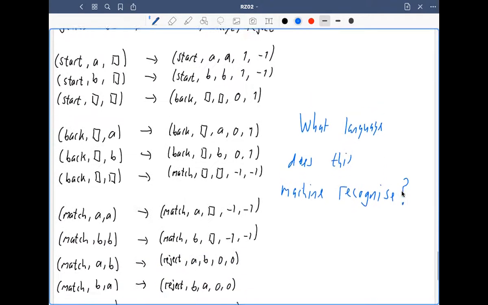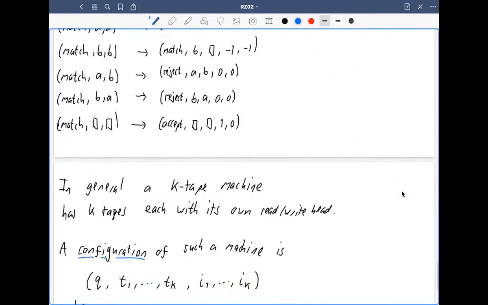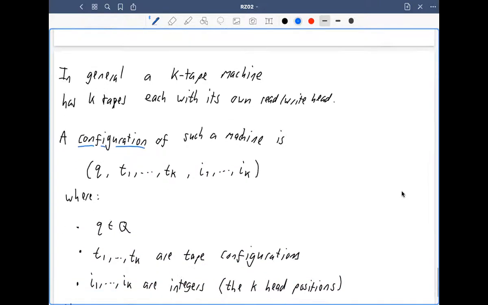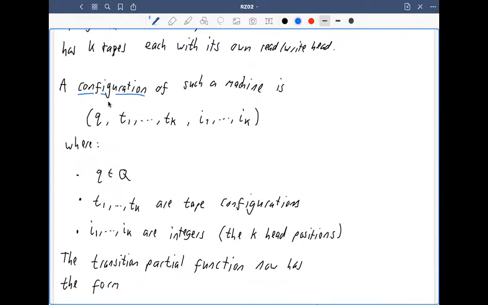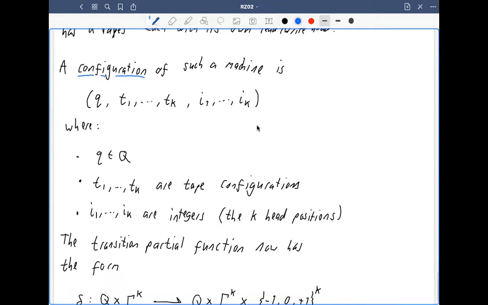Okay, but what we've got from this is the idea of a two-tape machine. And in general, a K-tape machine has K tapes, each with its own read-write head. So what that means in practice is now the configurations are a bit more complicated. The configuration is a state together with K tape configurations and K head positions.